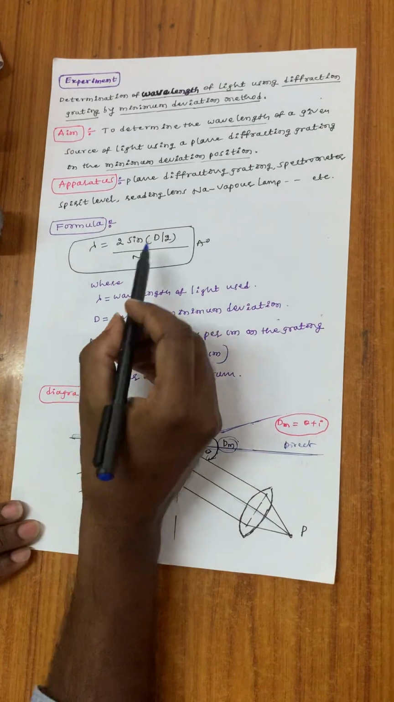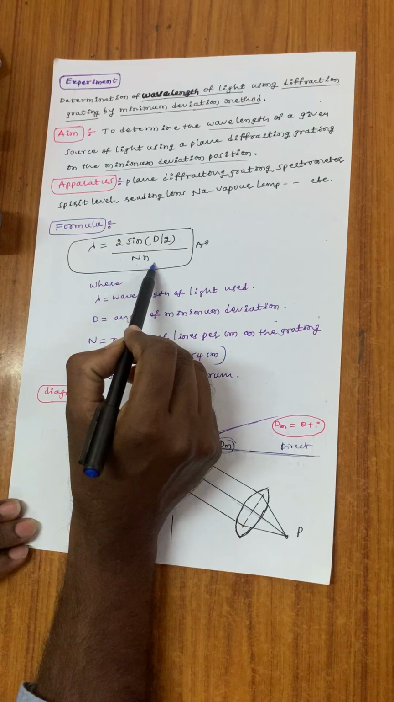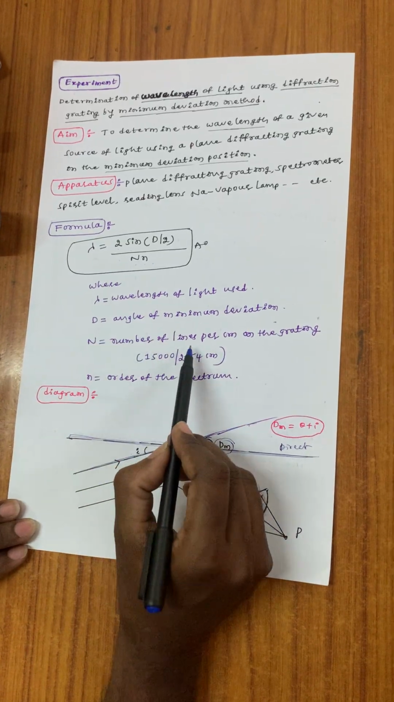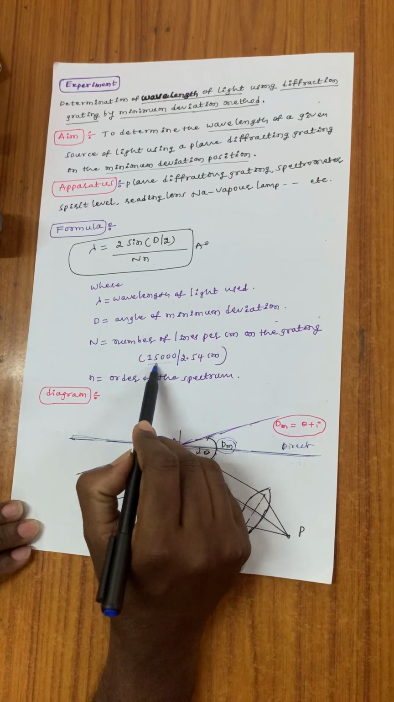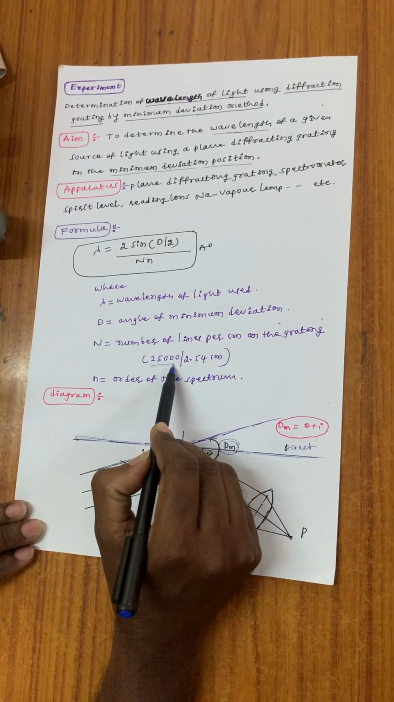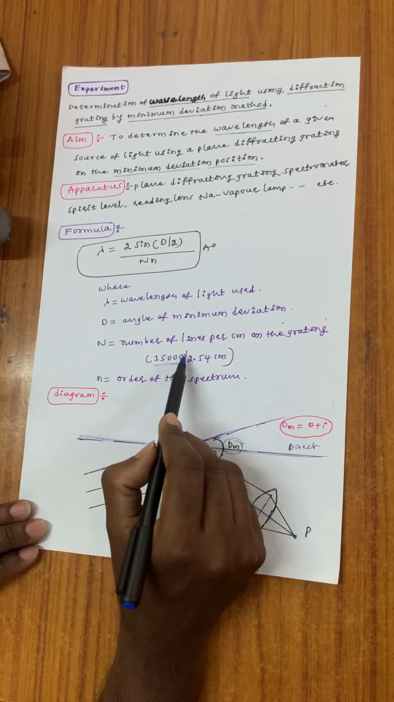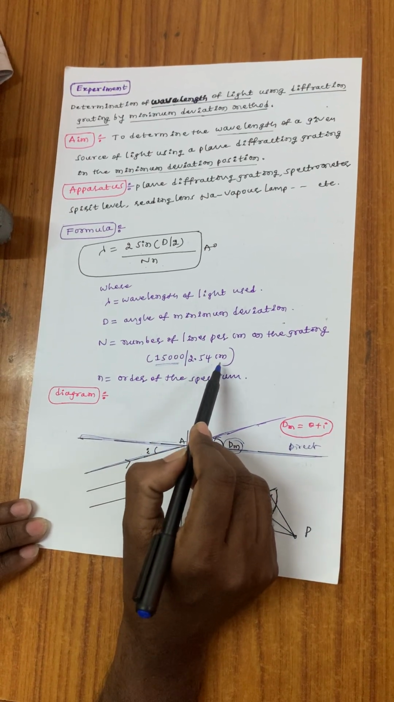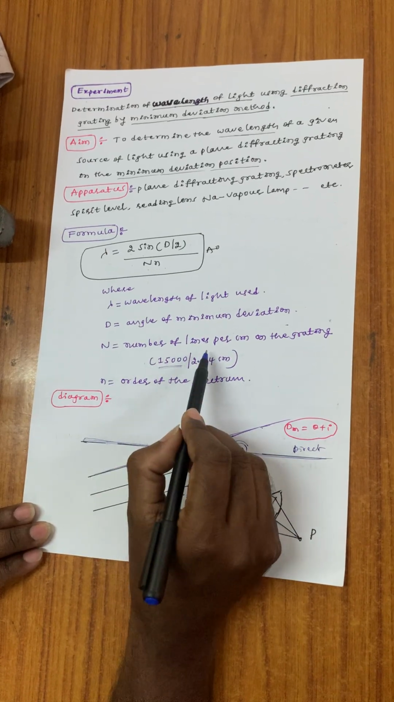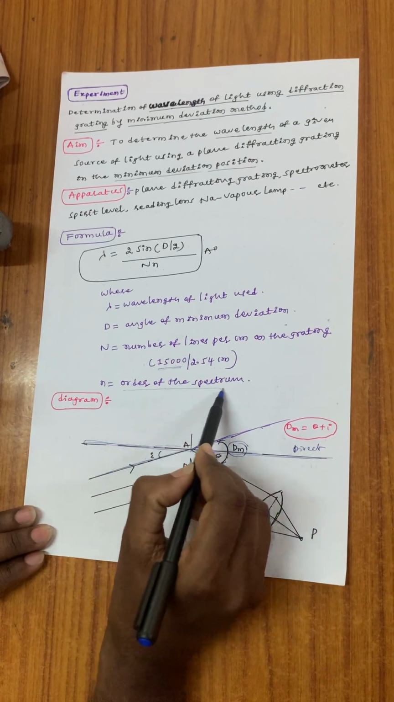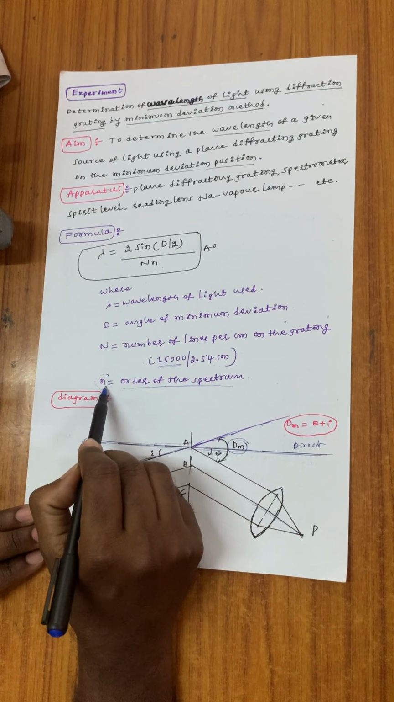What is the formula you have to see? Wavelength is equal to 2 sin(D_m/2) divided by N into n. Here N is equal to the number of lines per centimeter on the grating. For a grating of 15,000 lines per inch, per centimeter it is 15,000 by 2.54. Per centimeter these many slits are there. Small n is the order of the spectrum.